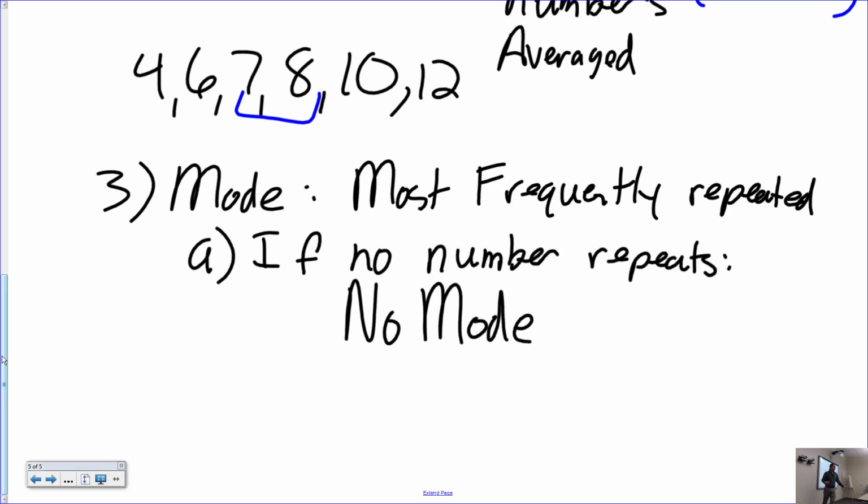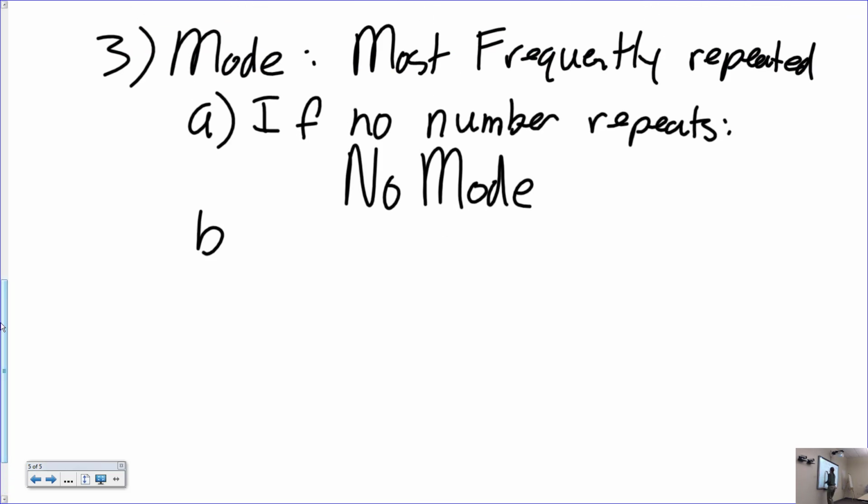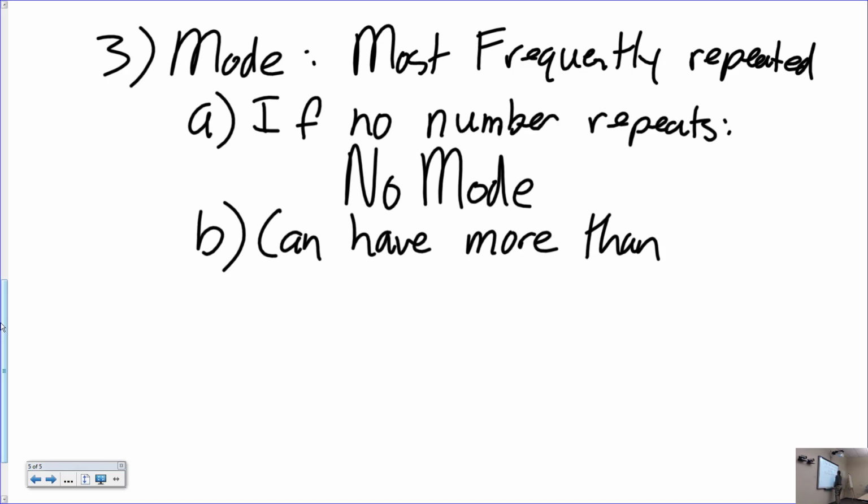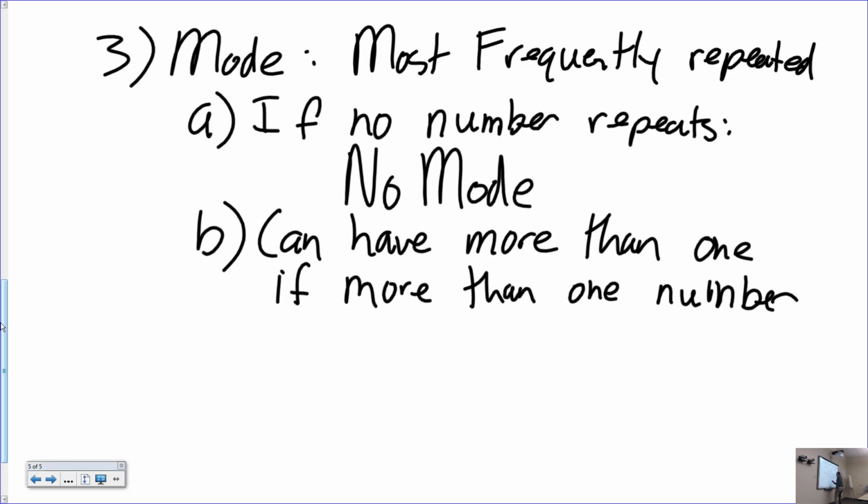And not 0, okay? 0 is a wonderfully nice number. In fact, it's my favorite one, right? So if you have no numbers that repeat, the mode is that there is no mode. And note, folks, you can have more than one mode if more than one number repeats the most frequently, okay?